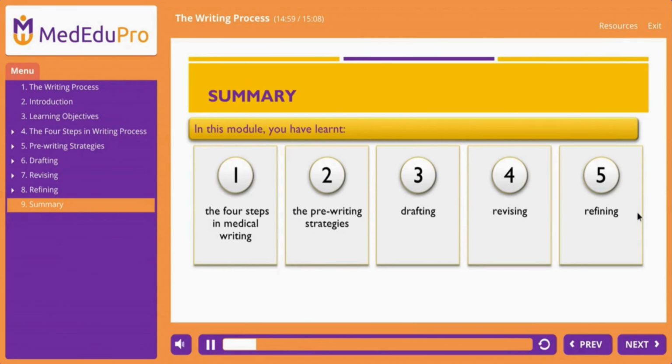In this module, you have learned the 4 steps in medical writing: the pre-writing strategies, drafting, revising, refining.